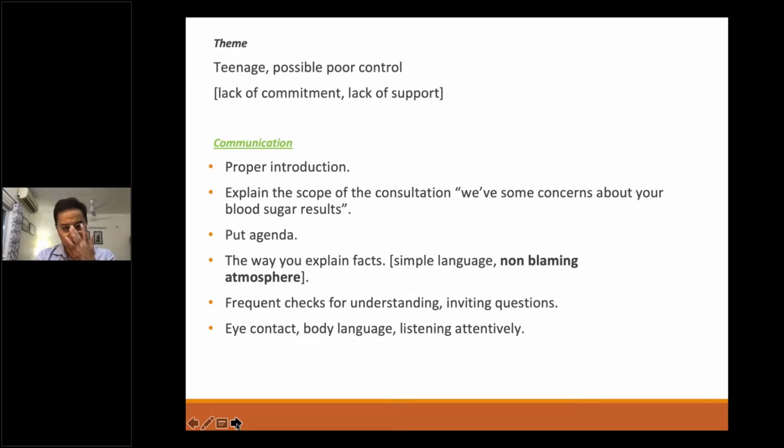So you started with a proper introduction. You greeted, you introduced, you confirmed my name and age. And then over here you have to set the scope of this conversation, put the agenda. And you were a little off the mark. In your consultation, you used a lot of medical jargon. That's okay. Till now you have been getting time to prepare a task, but you still did better.